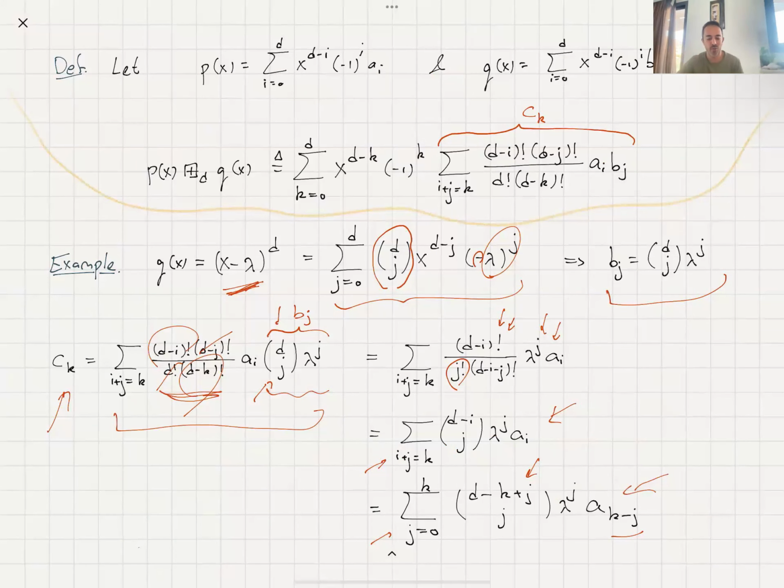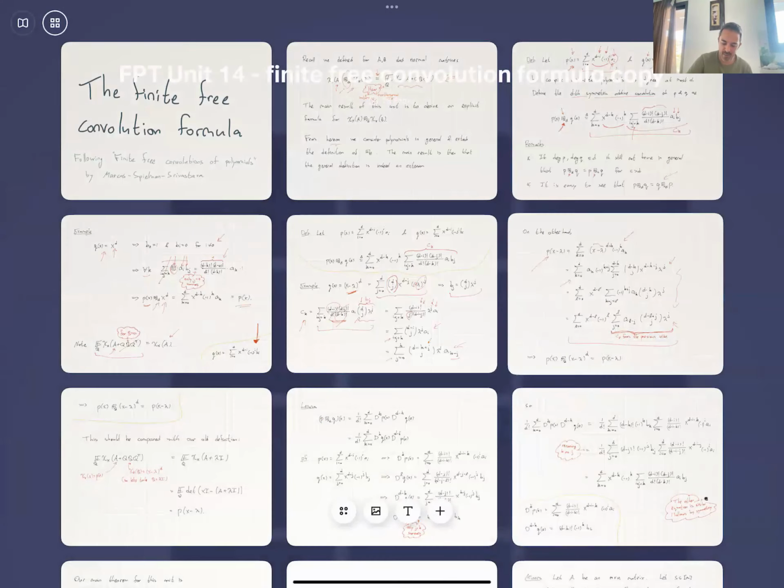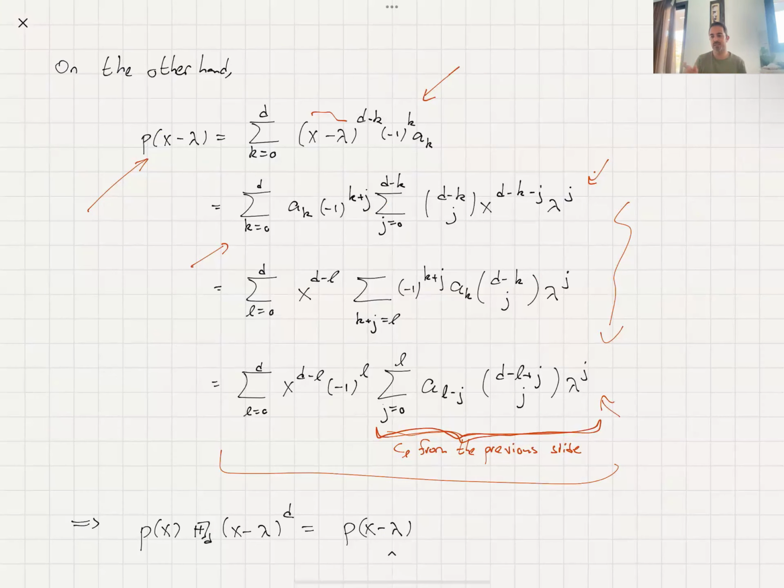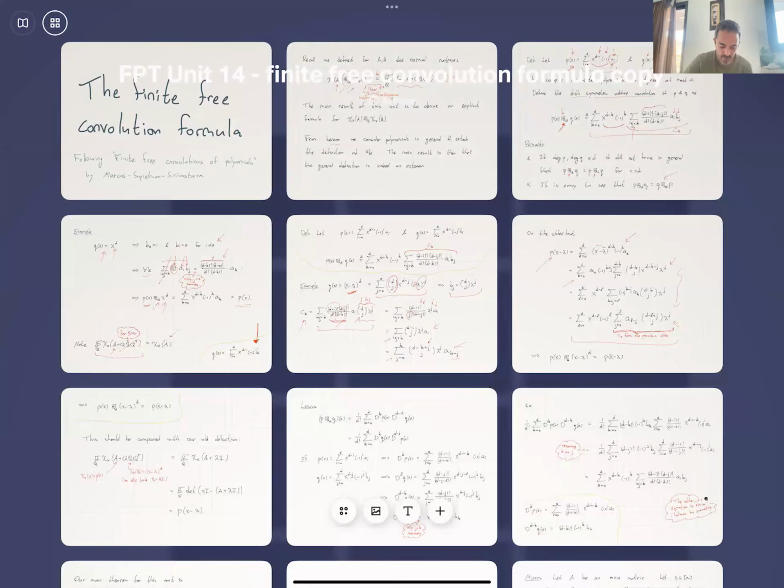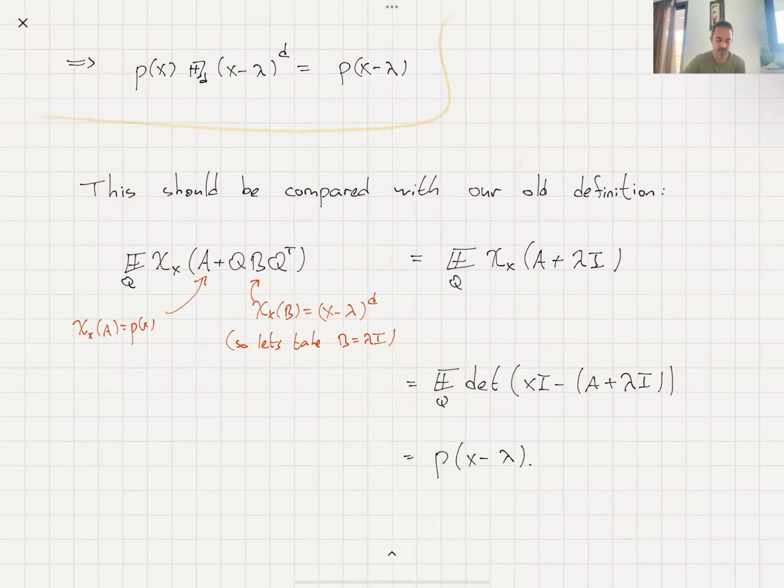Okay, it's actually good to do it for yourself. It's maybe less insightful seeing someone else doing it or skipping some of the parts of it. But what I'm saying here is that the additive free convolution of a polynomial p with x minus lambda to the d gives, at the end of the day, p of x minus lambda, which is expected. It's expected in terms of measures, but also if you believe that this is a generalization of the original definition.